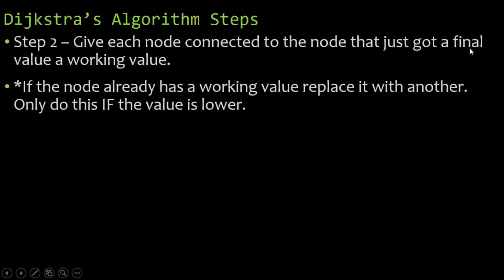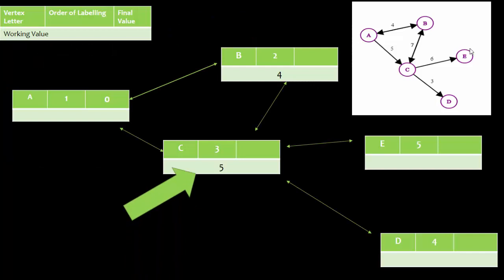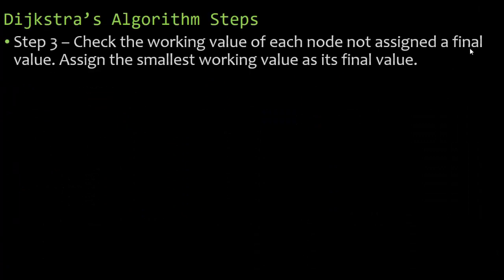So we're still on step 2. Remember, if the node already has a working value, replace it with another, but we only do this if the value is lower. Now that we've done B, it's time to do C. C has a working value of 5. Where did I get this from? It is the distance or edge from A to C. It is that simple. So we move on to step 3.